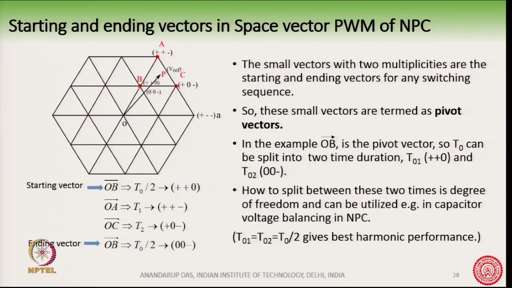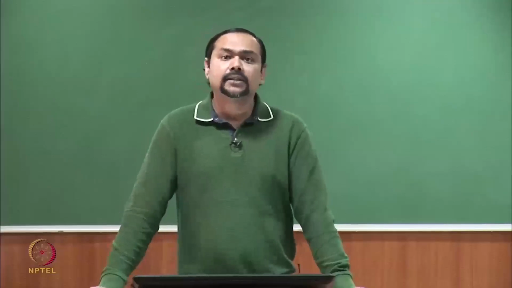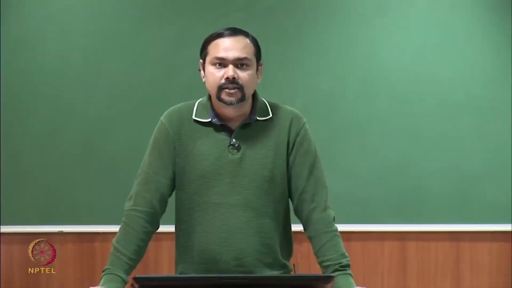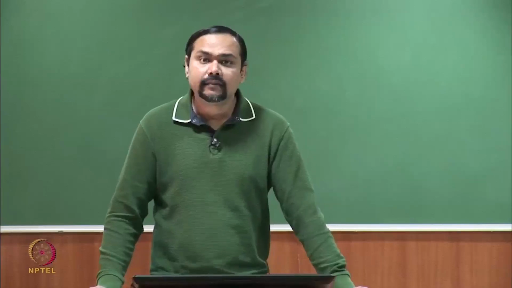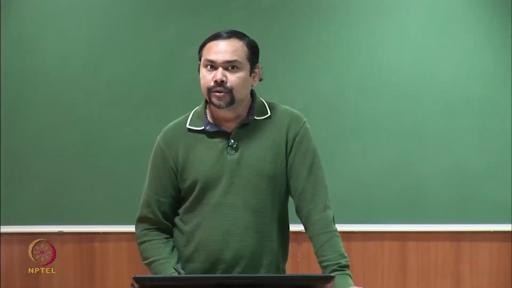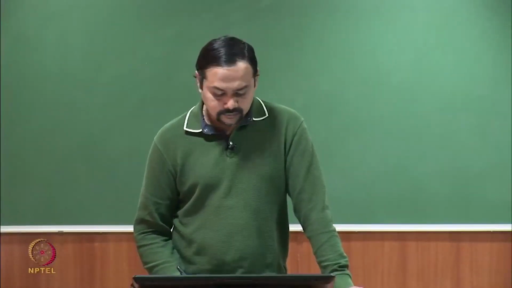So, these starting and ending vectors are always the small vectors. The starting and ending vectors will always be the small vectors. This means that either this or this or this or this or this or this will always be the start and the end vectors. So, it will produce the minimum switching, fine.